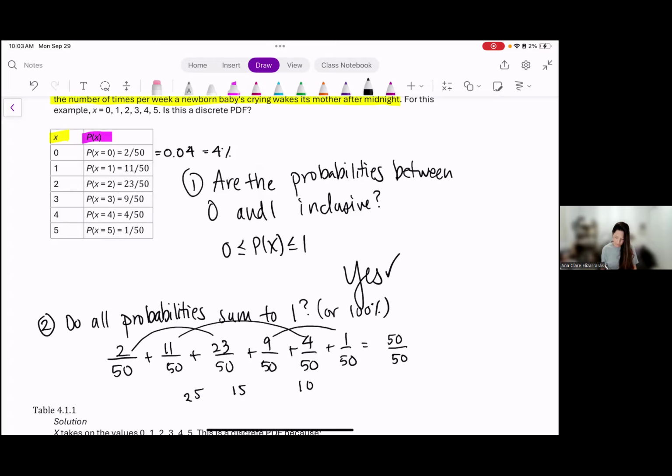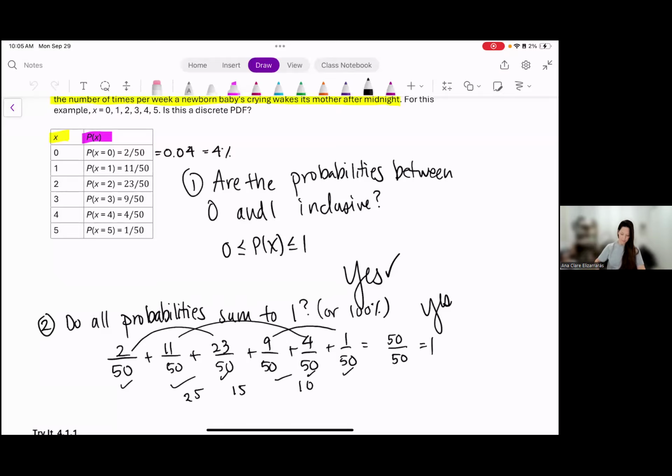So I've checked off, I want to make sure I did each of the values. Yes. So 50 out of 50, that's what we're looking for. 50 out of 50 is one whole. And so the probabilities all do sum to 1, which means that, yes, this is a probability distribution function for the discrete random variable.